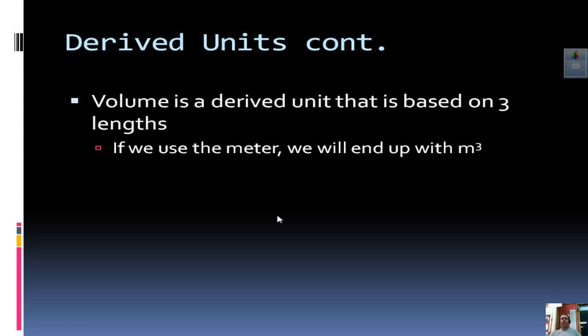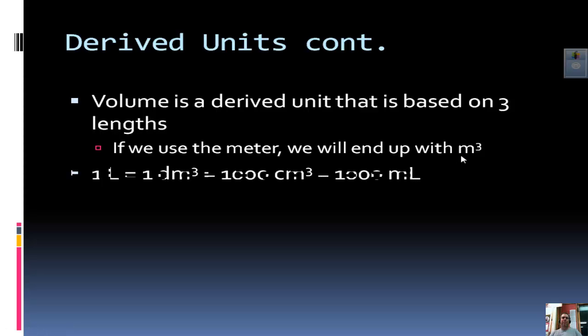Volume is going to be another derived unit that is based on 3 lengths. When you think of the equation for volume, it's length times width times height. Or if you have a perfect cube, it's going to be your side cubed. But again, it's 3 lengths. So if we use the meter, length times width times height, or a meter times a meter times a meter, you're going to end up with a meter cubed. Now, a meter cubed is actually a very large volume to work with. So what they did is they scaled it back.